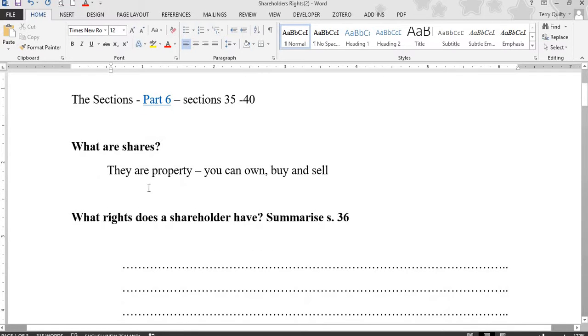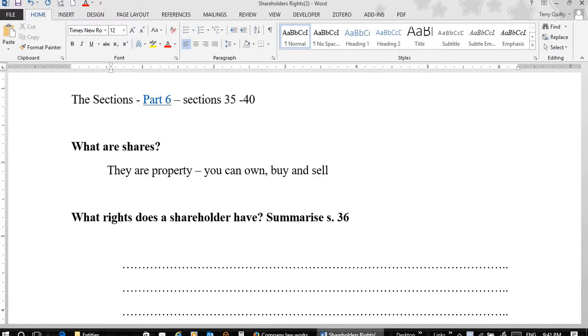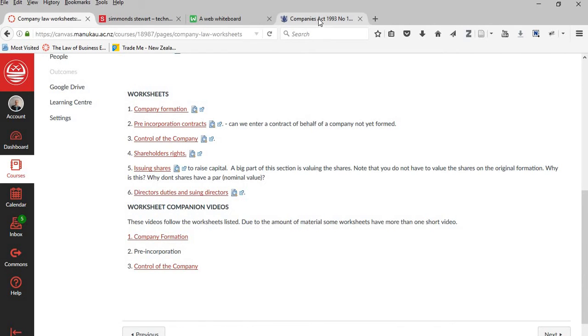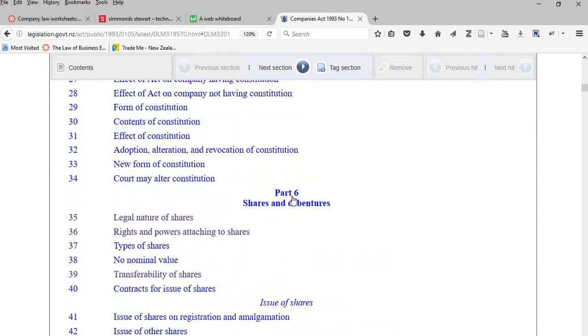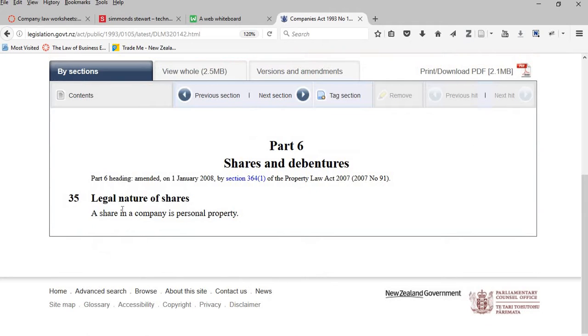The first thing is, what are shares? They're property. You can own it, you can buy it, you can sell it. Now we're getting that by going to the shares area, and you'll see it's part 6, legal nature of shares through to contracts for issue. So legal nature is straightforward. It simply says it's personal property. So you can buy it, sell it, gift it, use it as security. Personal property being all property other than real estate or real property.